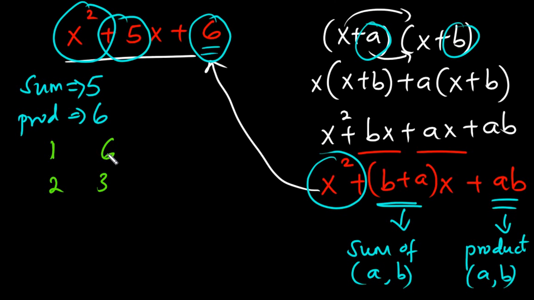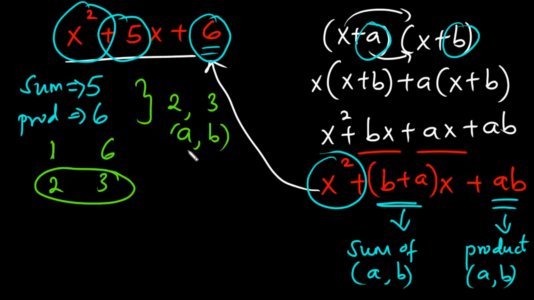Let's start with 1 and 6. When you add 1 and 6, do you get 5? You don't. What about 2 and 3? When you add them, you get 5, and when you multiply them, you get 6. So these are the two numbers we are interested in. The numbers that have their sum as 5 and their product as 6 are 2 and 3. These represent a and b. So 2 can be a or 3 can be a, and the other one becomes b.